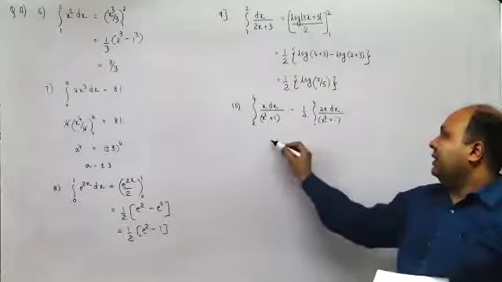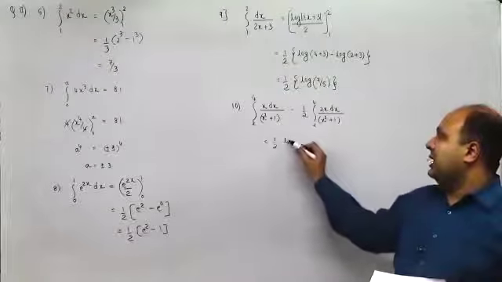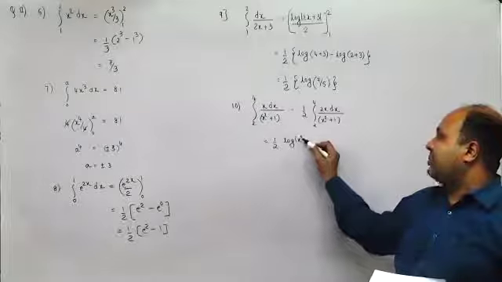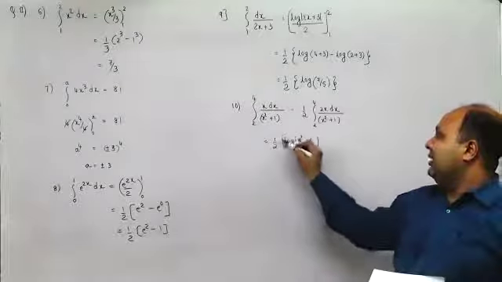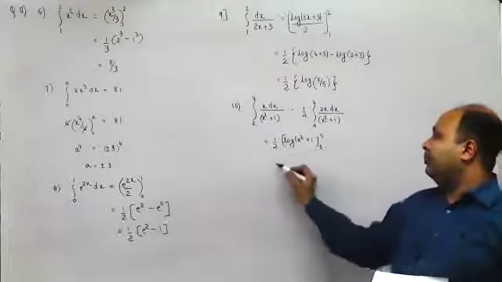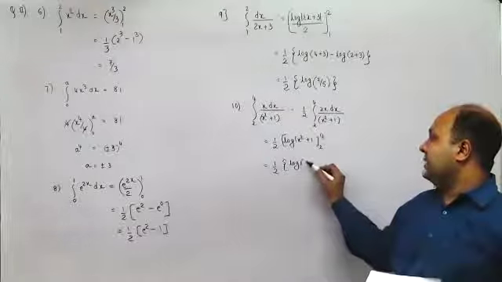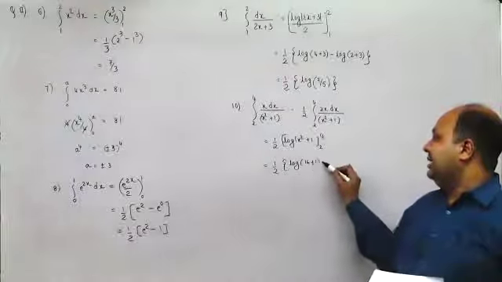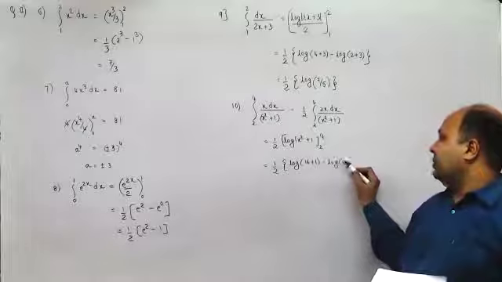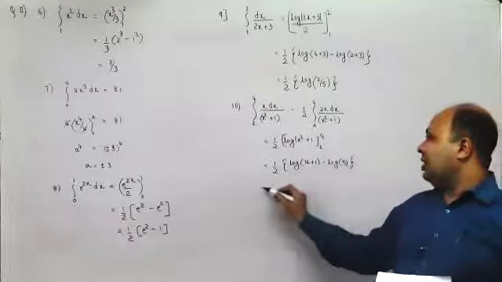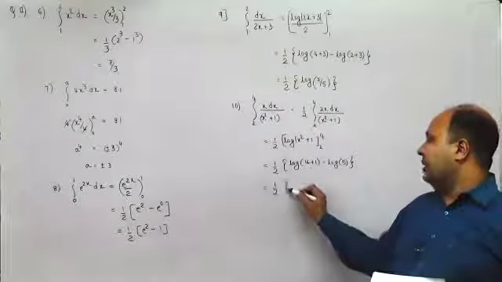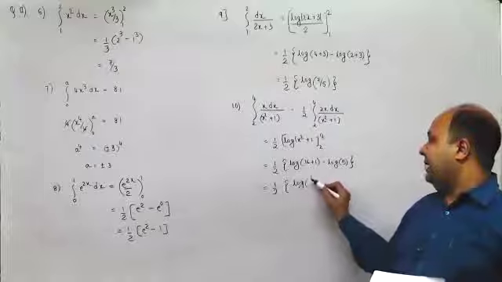Now, derivative of denominator is the numerator, so answer is half of log 2x square plus 1 between 2 and 4. This is half. Here you will get log of 4 square is 16 plus 1 17 minus log of 2 square is 4 plus 1 5. This is log a minus log b, so it is log a by b.